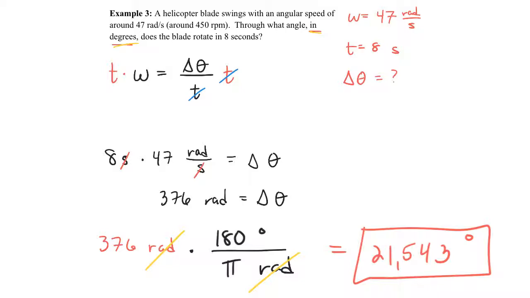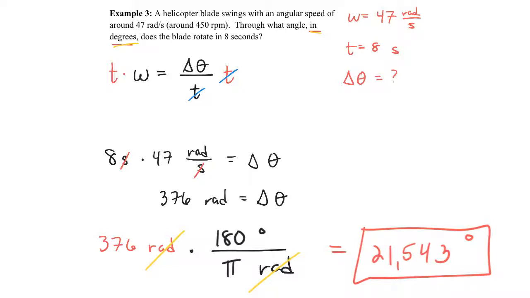Oh, you know why? 47 is rounded from 450. 450 revolutions per minute is actually 47.3 or something radians, and that's why I said around 47. You see that? That's why. I apologize. There's no real discrepancy.